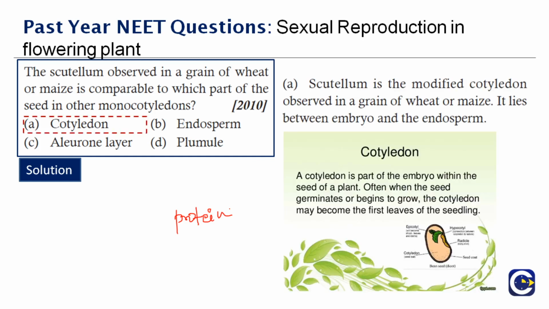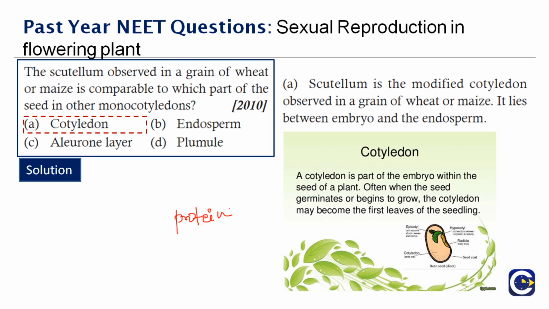It is a modified cotyledon observed in the grain of the wheat or the maize. It lies between the embryo and endosperm. And what is a cotyledon? It's a part of an embryo within the seed of a plant. Often when the seed germinates or begins to grow, the cotyledon may become the first leaf of the seedling, the sprout.